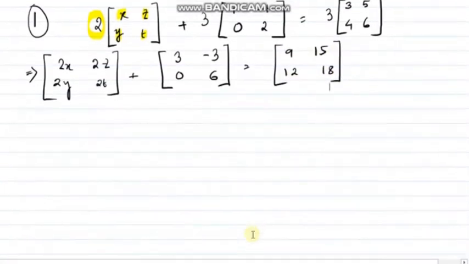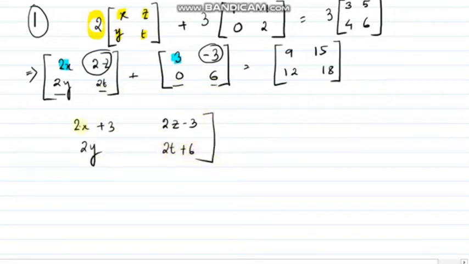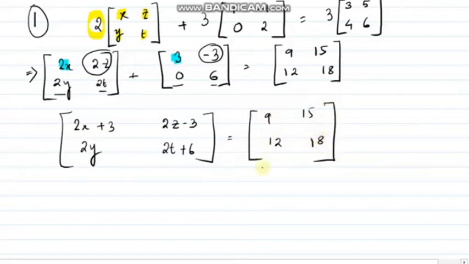As I said, for matrix addition we can perform addition on these two, right? If I perform this addition, can I write 2x plus 3? On these two, I will write 2z minus 3. For these two, 2y plus 0, so it will be 2y only, and the last one will be 2t plus 6. So this will be equal to [9, 15; 12, 18]. As these two matrices are equal matrices, I can now compare the corresponding elements.